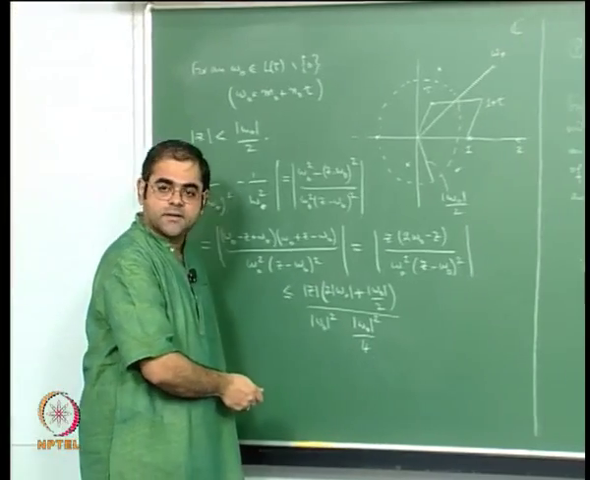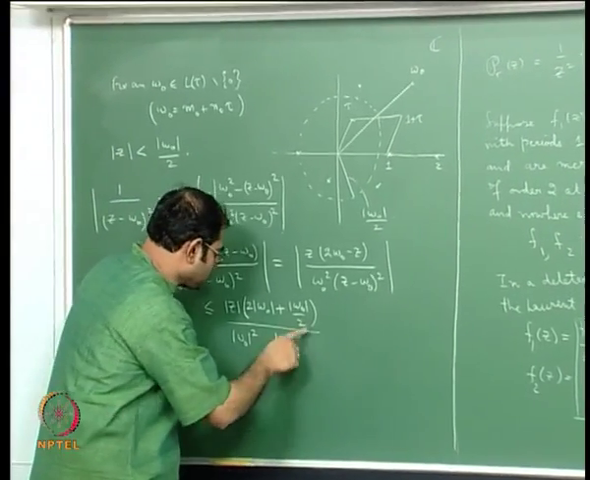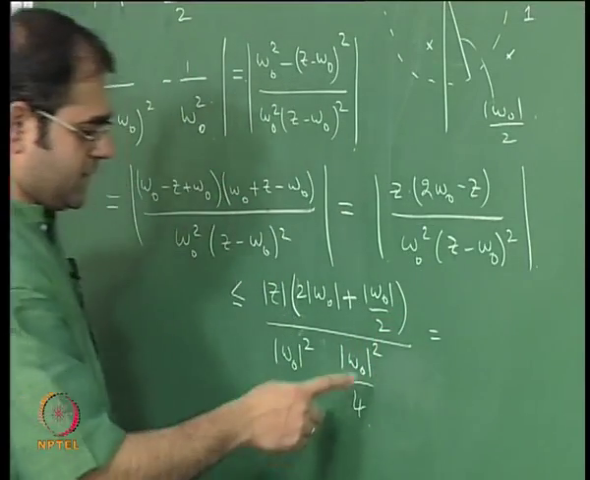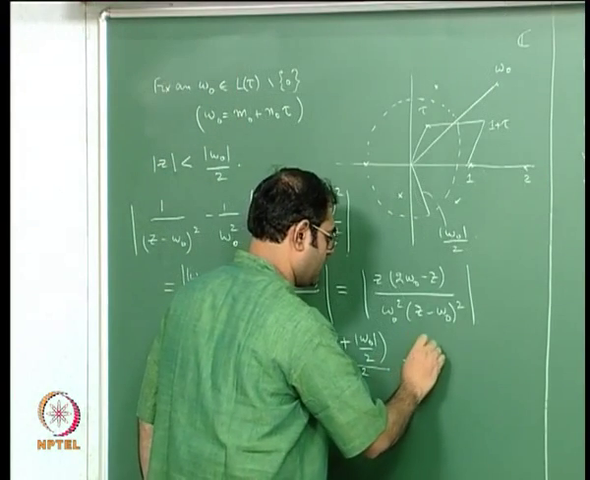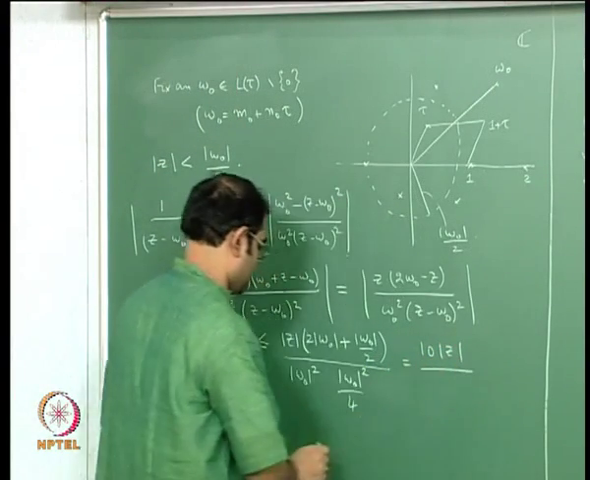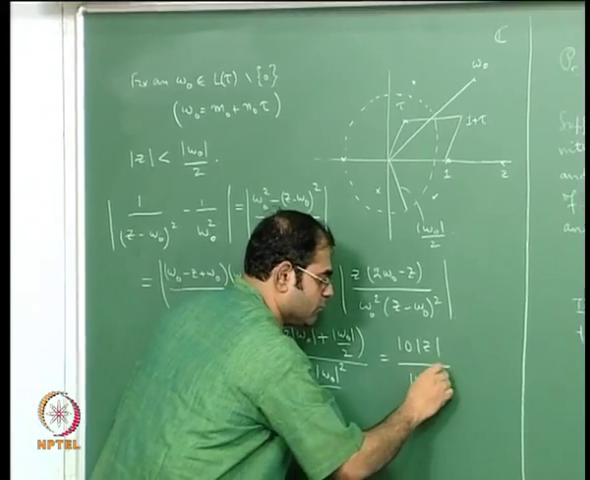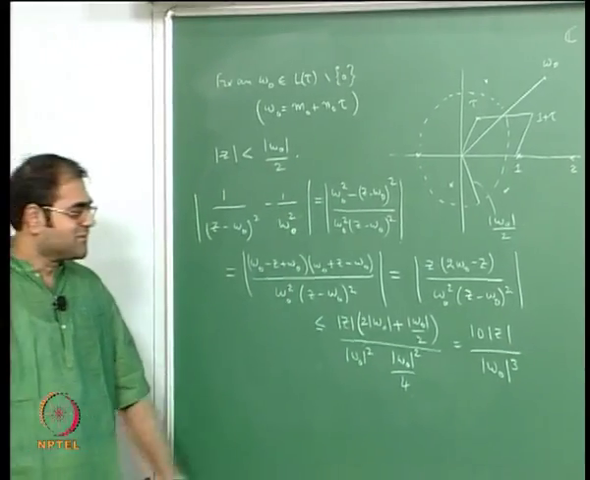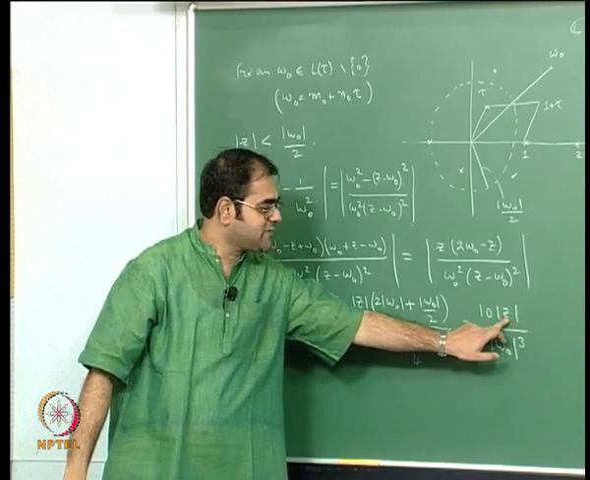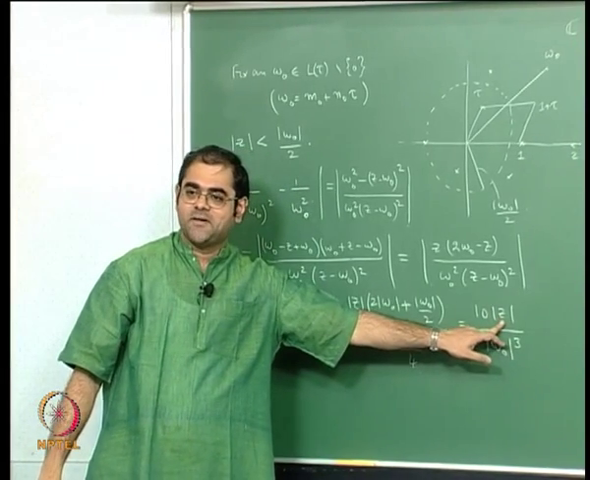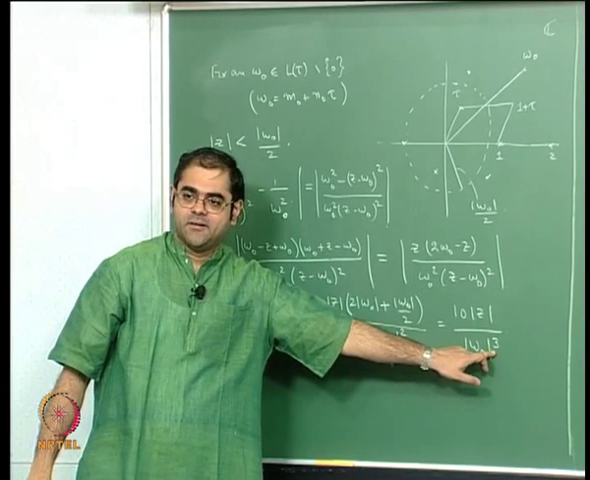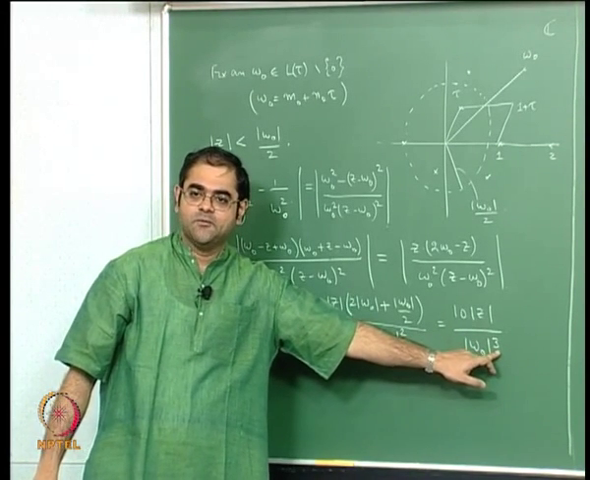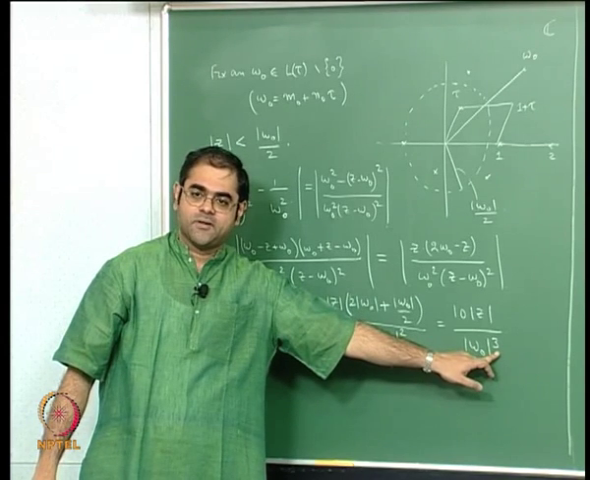So the upshot of all this is I will get 10 mod z by mod omega naught cubed. I need this. If I had replaced this mod z again by mod omega naught by 2, I would get only a mod omega naught squared, and mind you, your lattice is in 2 dimensions. It is not good to have 1 by mod omega naught squared and try to sum it.